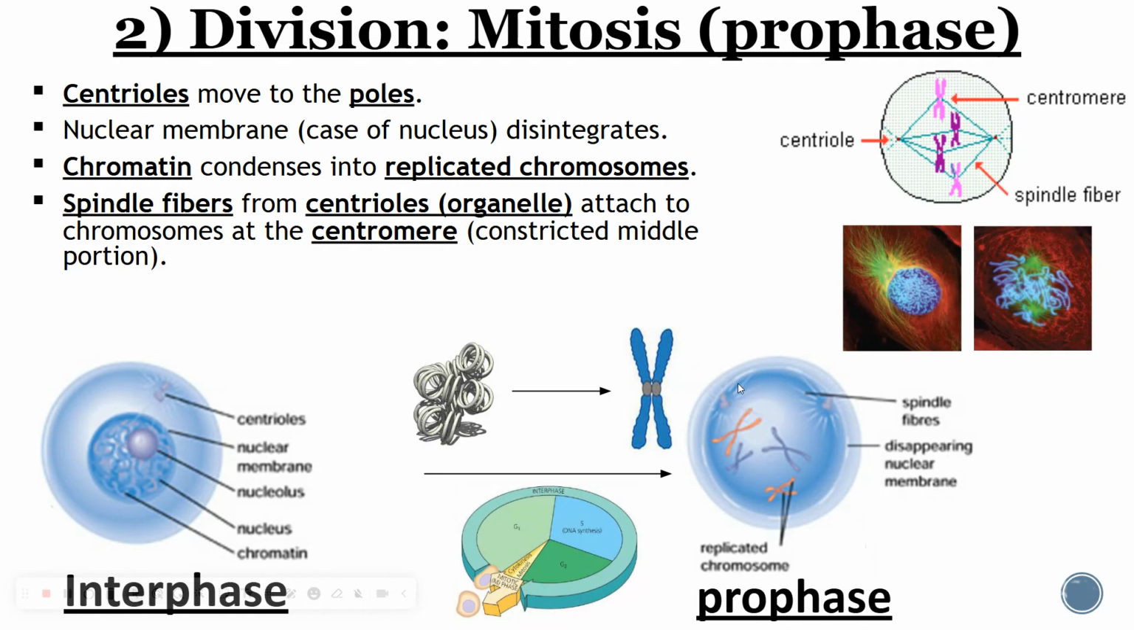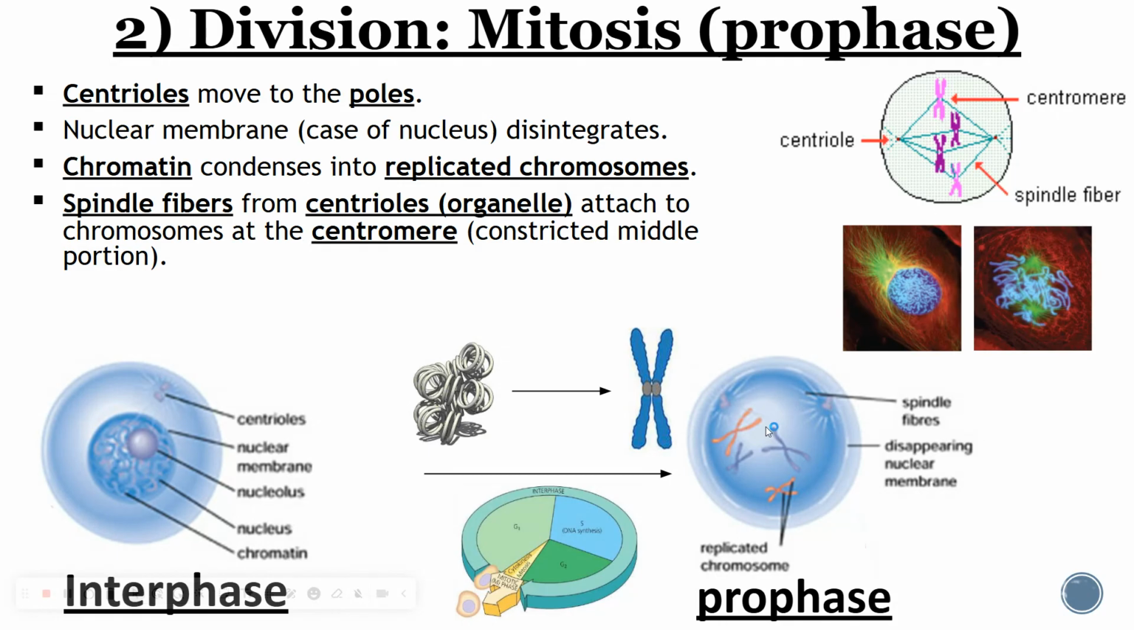From the centrioles, you're going to see these little strings start to come out. These strings are called spindle fibers, and they're important because later, what we're going to see is they're going to attach to the chromosome. So in prophase, when these strings are out, they're going to attach to the chromosomes here.